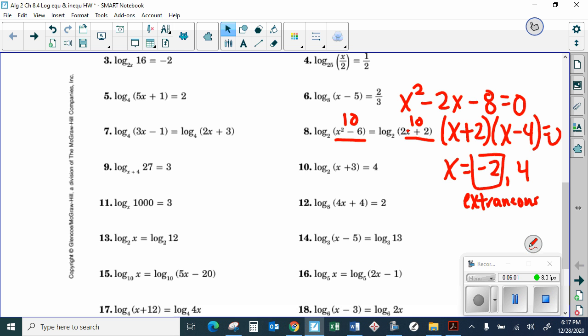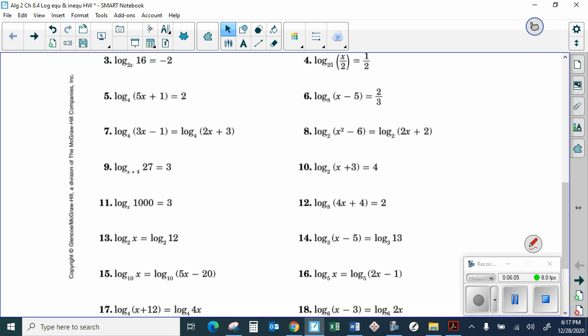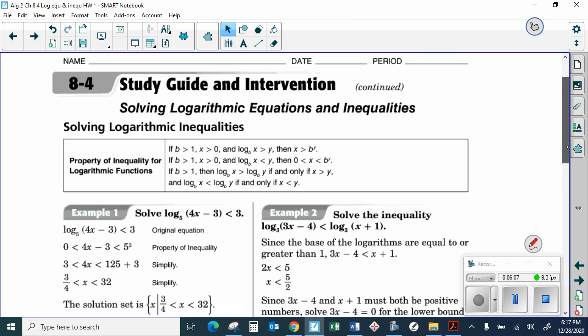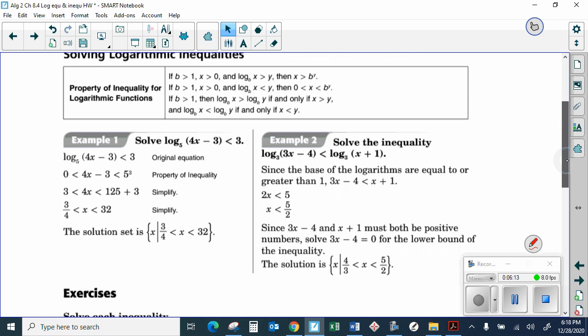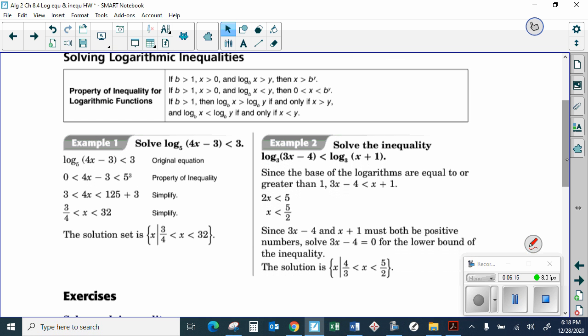Okay, let's erase that now. Next page. Solving logarithmic equations and inequalities. Now we're doing inequalities. So again, remember for inequality, it has to be greater than 0. We just talked about that, right?